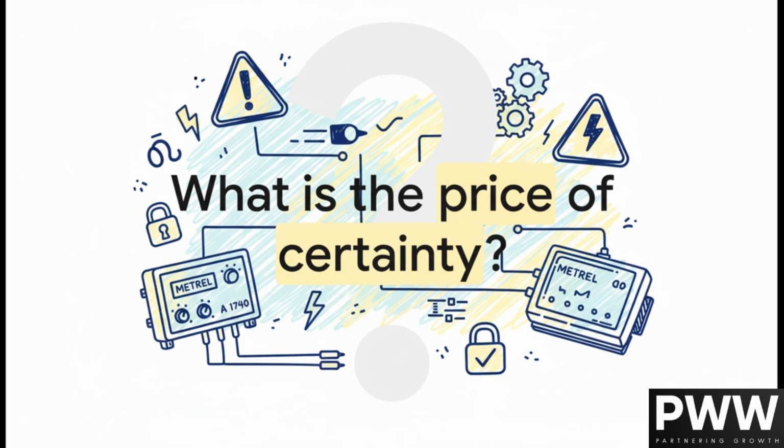And that really leaves us with one final thought. Our whole world runs on electricity, right? This invisible, incredibly powerful force. In a world like that, tools like the A1740 do more than just measure resistance. They give you confidence, they give you safety, they give you certainty. And it really makes you stop and think, in this line of work, what's the price you can put on certainty?